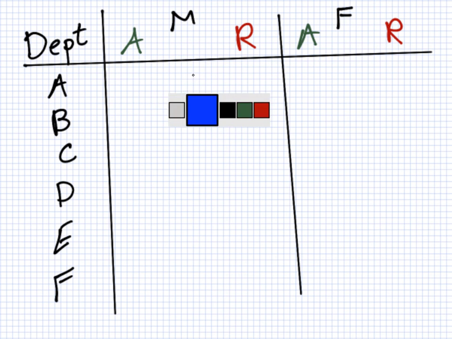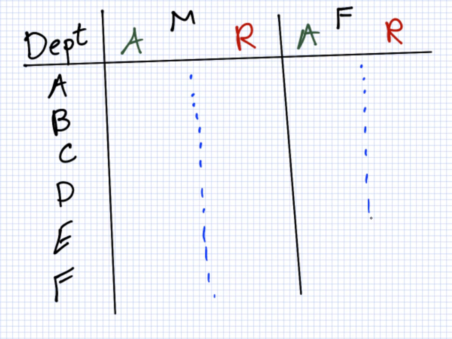Okay, so let me just put a dotted line here. So for example here, this one would mean the men who got into Department A, they were accepted. And this means their application was rejected. These are the women who were accepted, and then the women who were rejected in their application. You understand? Yeah? Okay, so let me just get the numbers here.